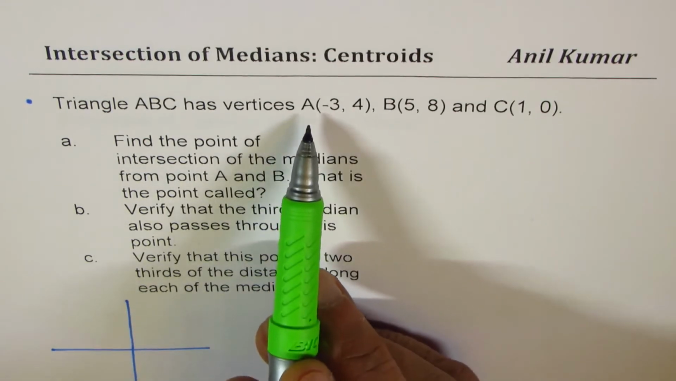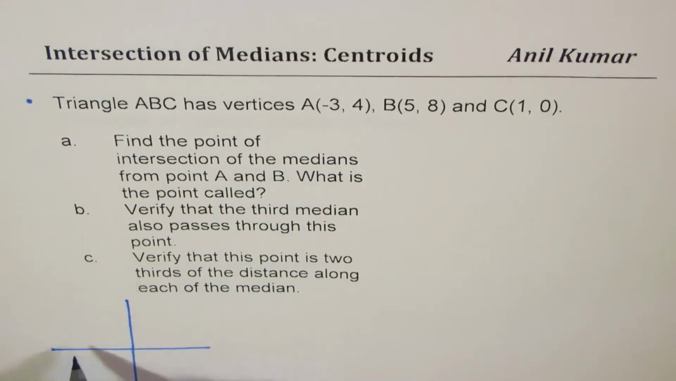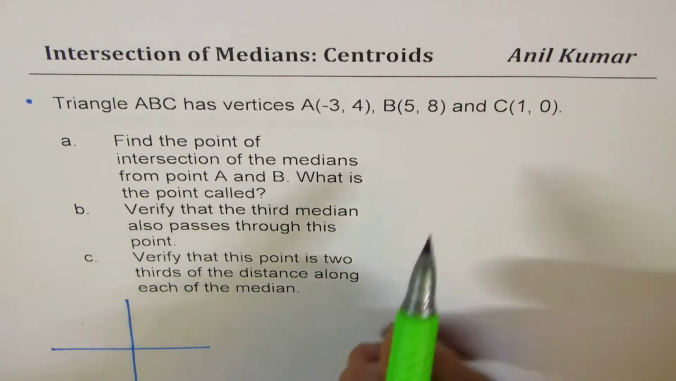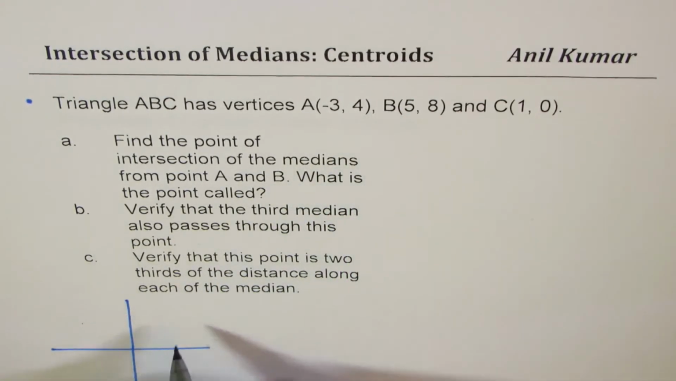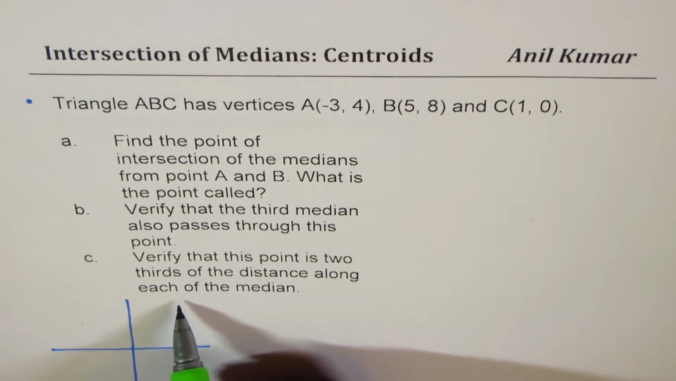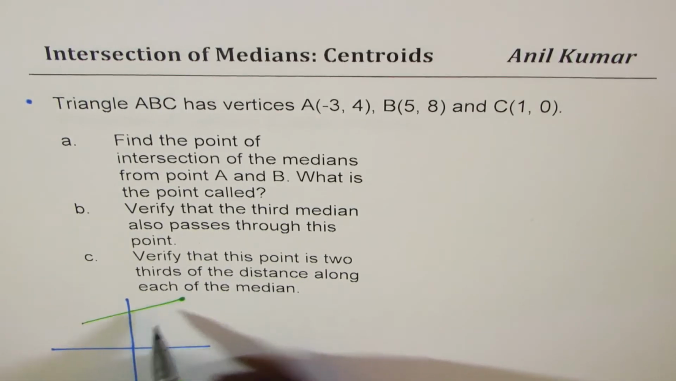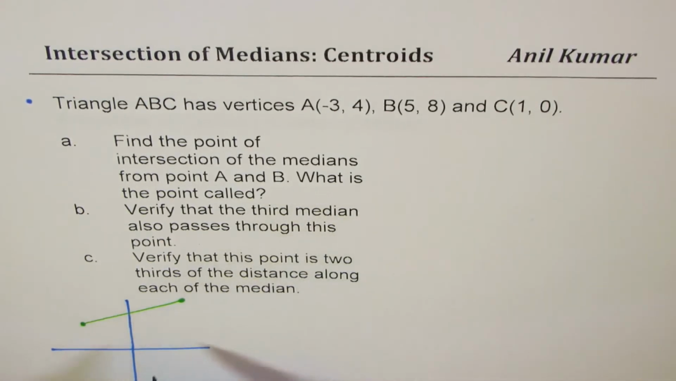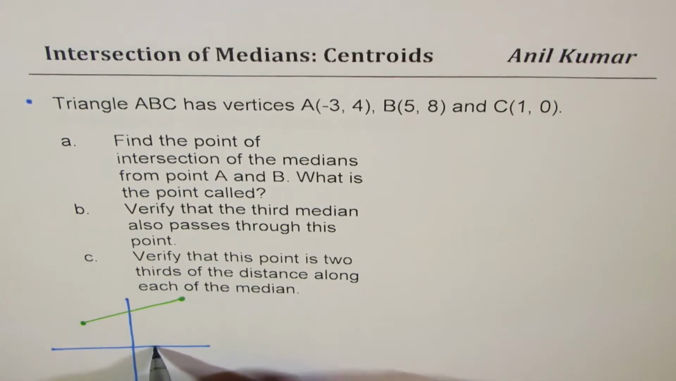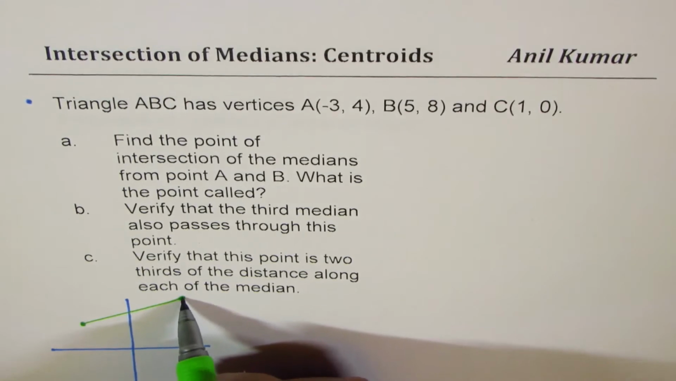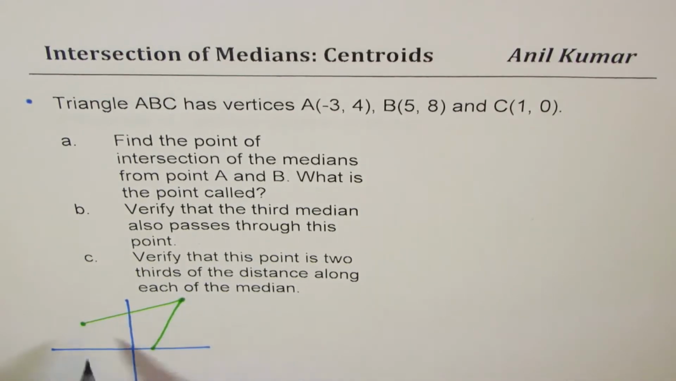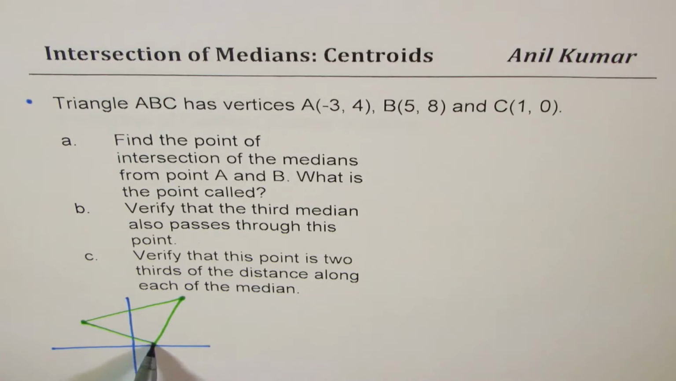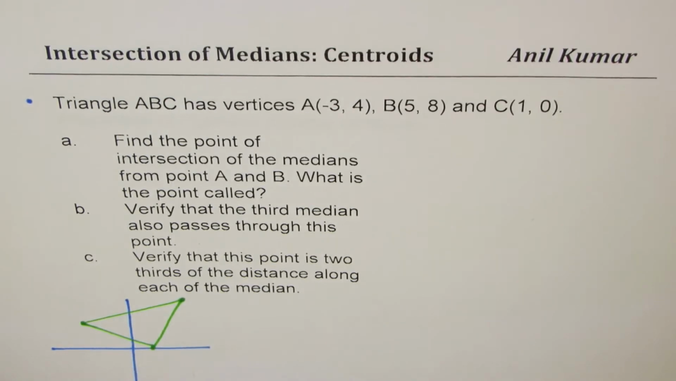We are given point A as minus 3, 4. So somewhere here. B is 5, 8, so it's in quadrant 1. Okay, so let's say A and this is B for us. And C is 1, 0. So 1, 0 means on the x-axis. So somewhere here, right? So 1, 0. So let's say the triangle formed is kind of like this. Okay. So that becomes the triangle.